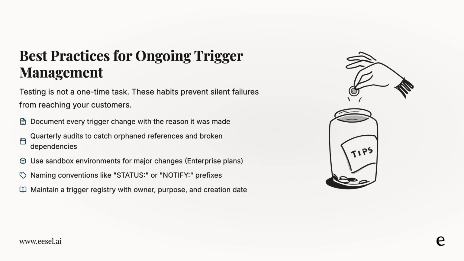Testing is not a one-time task. Document every trigger change before you make it. Run quarterly audits to catch orphaned references when fields or tags get deleted. Use sandbox environments for major changes if you're on enterprise. And establish naming conventions like status or notify prefixes so every trigger is self-documenting.